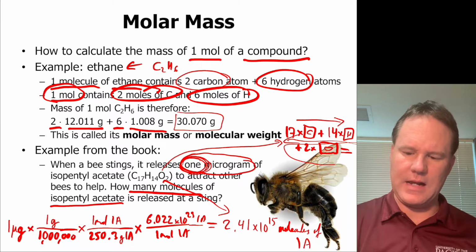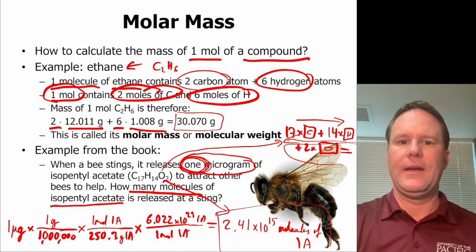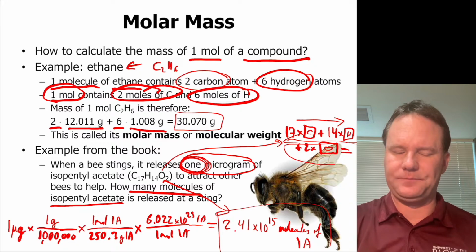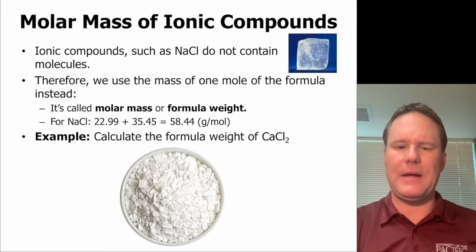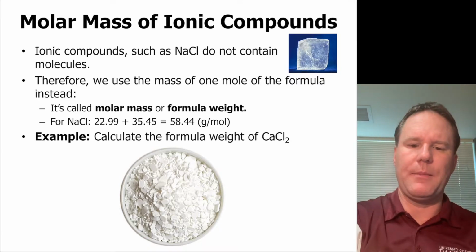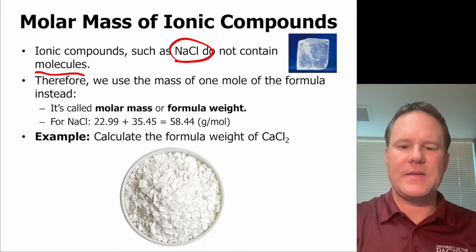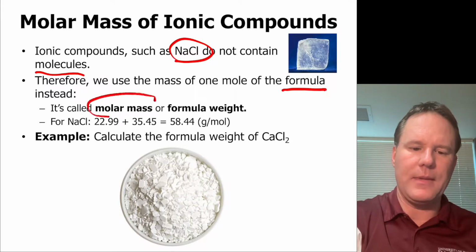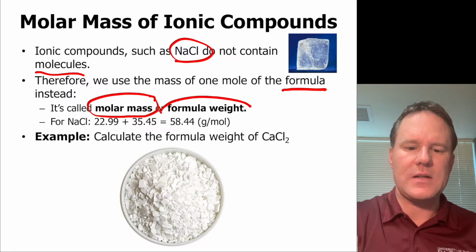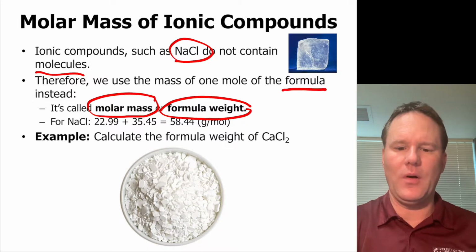of this isopentyl acetate. Okay, so that's a lot, right? So even in a microgram, there's a lot of molecules, because molecules are very small. What about ionic compounds? Because remember, ionic compounds such as sodium chloride, they don't have molecules. And so instead of using the mass of a molecule, we use the mass of a formula, and then you can call it molar mass because it's 1 mole of a formula, or sometimes it's called formula weight. What would be the weight of 1 mole of this formula?